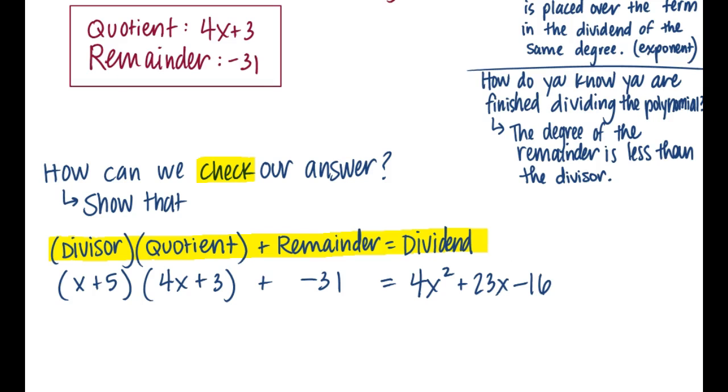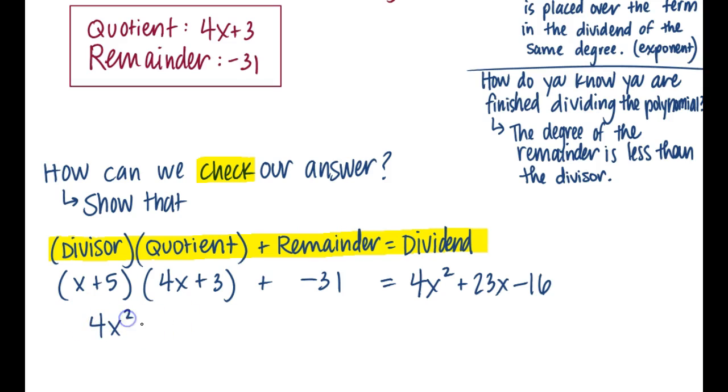I'd like to briefly talk about how to check your answer. The way that you check your answer is you show that the divisor times the quotient plus the remainder is equal to the dividend. So in this case, our divisor was x plus 5. Remember, that's what we were dividing by. The quotient is what we got for our answer just a moment ago. The remainder is what we have left over, which in this case was negative 31. We need to show that when you do those operations, you get the dividend, which was the original expression that we were dividing. So let's use FOIL real quick.